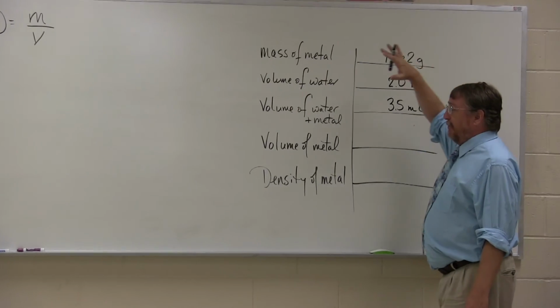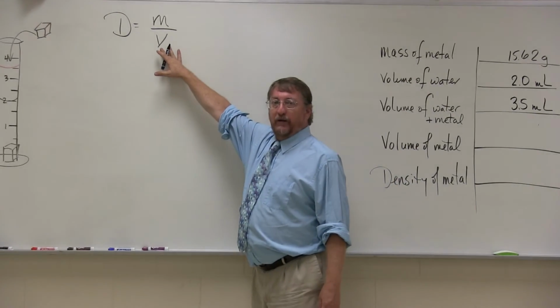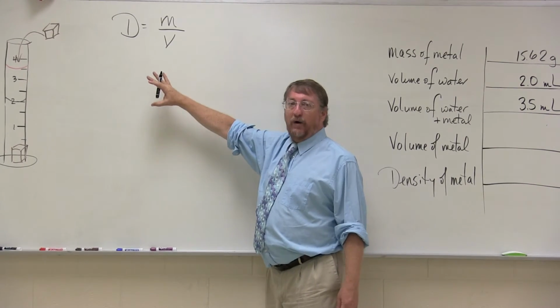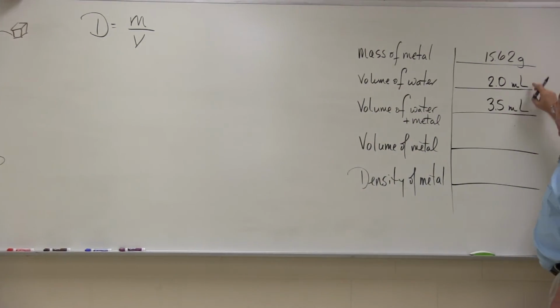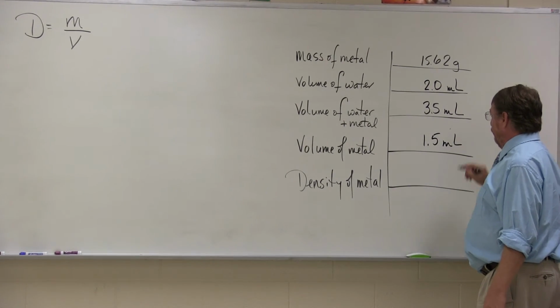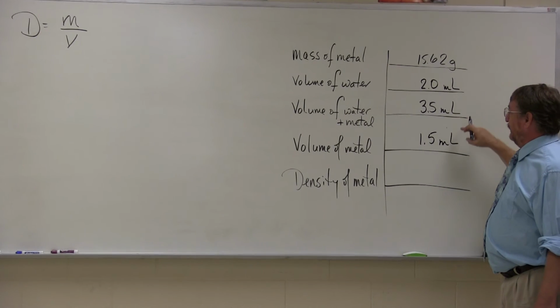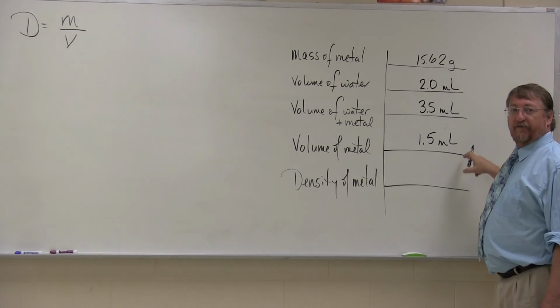Now, I'm going to calculate using the density equation, D equals M over V, but I only want the volume of the metal. I do not want the volume of the water, the glass, or anything like that. I want just the metal. So the difference here is going to give me that value. That difference is going to be 1.5 milliliters. Then I'm going to take 15.6, divide by 1.5, and that's going to give me the final density.